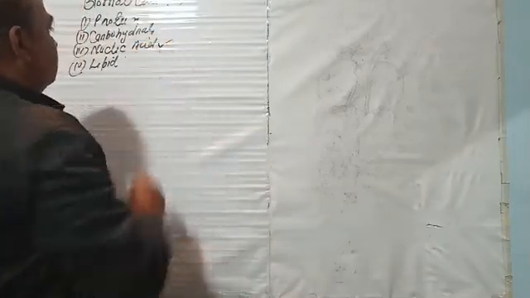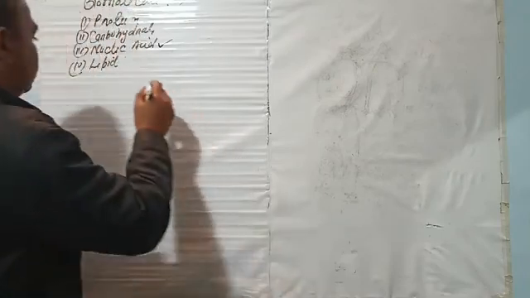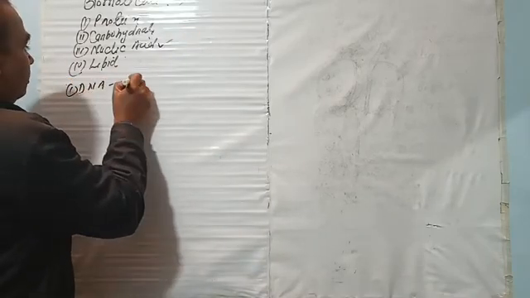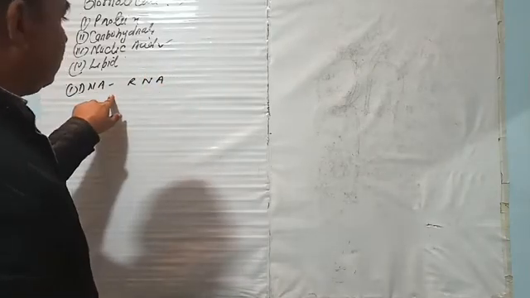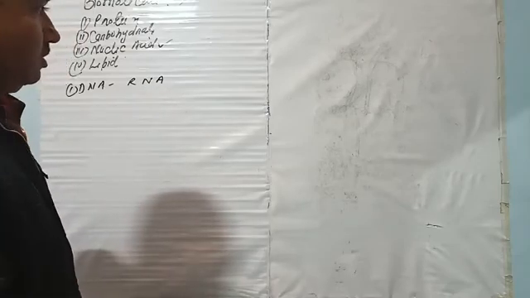Today we discuss a very important topic, that is the nucleic acid. What is nucleic acid? You know that nucleic acids are of two types. One is the DNA, another is the RNA. This is called deoxyribonucleic acid and this is called ribonucleic acid.